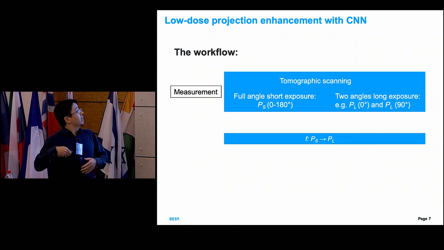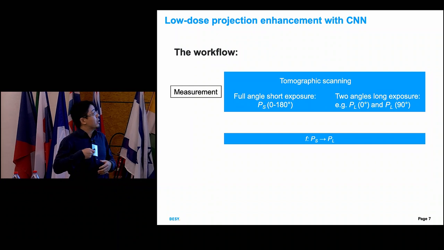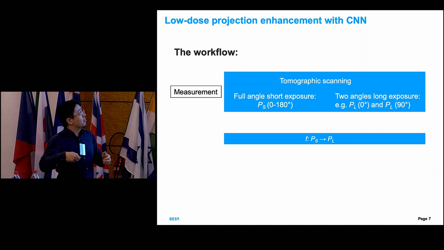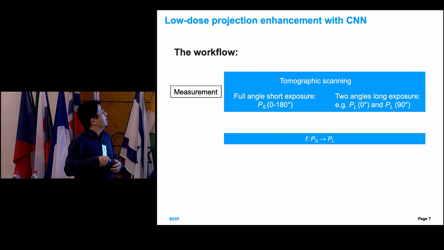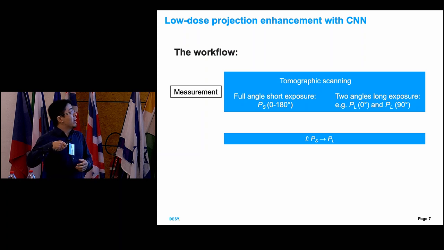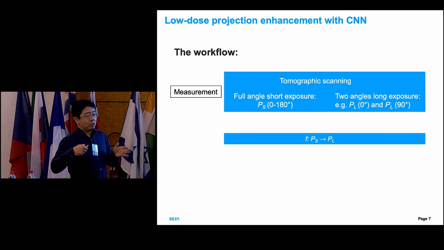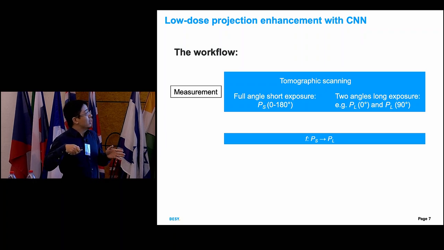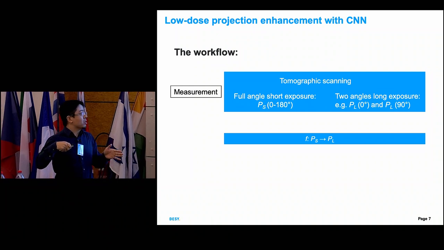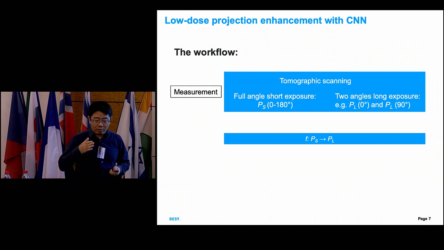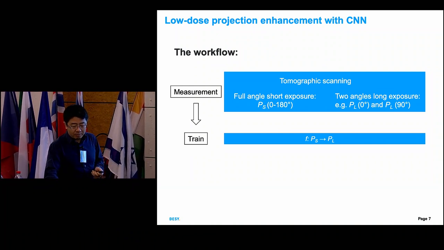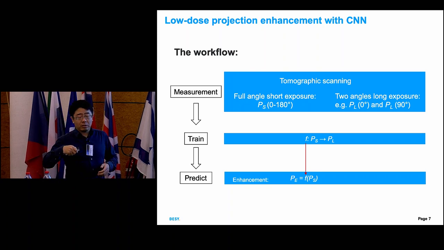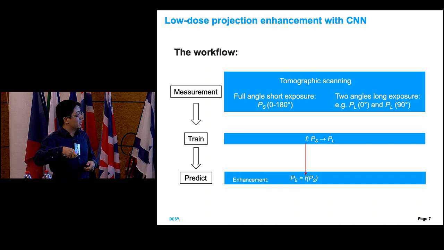So here, we designed this data and measurement strategy to make the low-dose measurement as good quality as the high-dose measurement. For our measurement, first we do the full-angle short-exposure scan, and then we choose two angles to make the long-exposure scan. From these two angles of short-exposure and long-exposure scans, we train the network to find the mapping between this low-quality data and high-quality data. Then with the trained network, we do the prediction for the whole set of the short-exposure scan, and at the end we get this kind of enhancement.